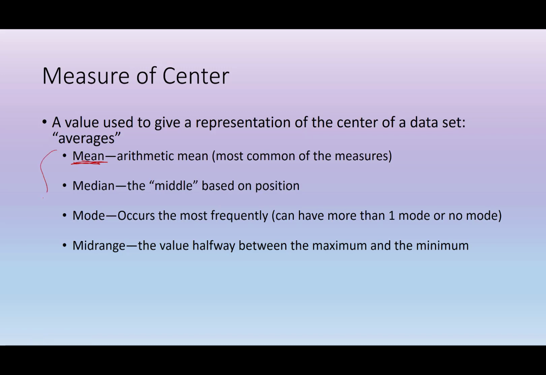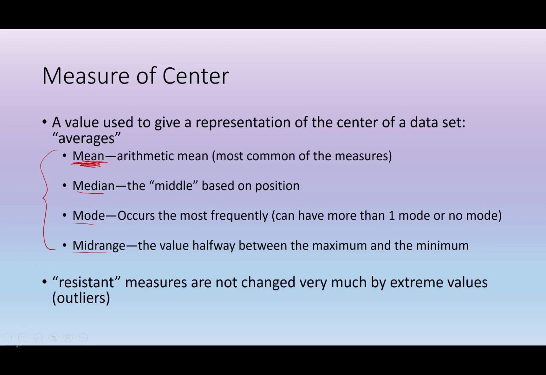Now all four of these together are actually averages. So in a mathematical sense, when we use the term average, it could be any of these that we are talking about, not just the mean, which is what most people think average implies. Now, when we're dealing with different types of measures, we will sometimes use the term resistant. If we have a measure that's resistant, that means the value of that particular measure is not influenced very much by any extreme values. So it resists influence from extreme values, also known as outliers.